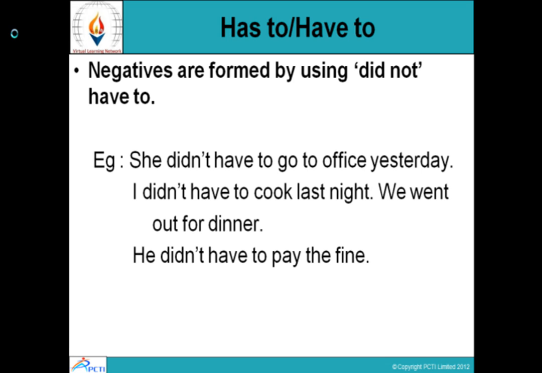Remember, I had to, I didn't have to. She had to, she didn't have to. He had to, he didn't have to. Because there is only one common helping verb in the past tense, that is did, we don't have to bother about whether the noun or pronoun is singular or plural. For everything we use did not have to.